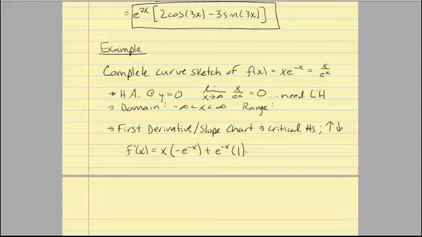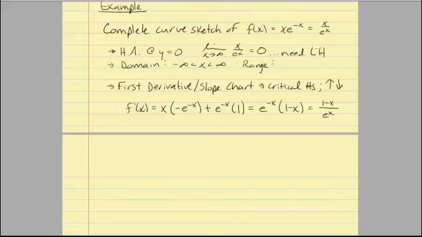Now looking at this, it's kind of hard to determine critical numbers, so this is why I really emphasize a lot to simplify, simplify, simplify. Because if we factor out an e to the negative x here, I'm going to be left with 1 minus x. And of course this can be rewritten as 1 minus x over e to the x. And then from here it's really easy to tell exactly what my critical numbers are.